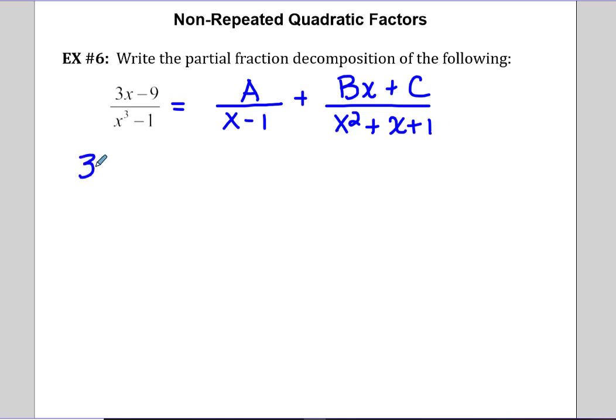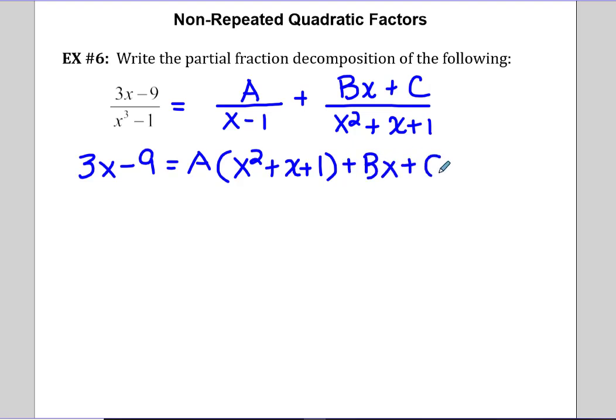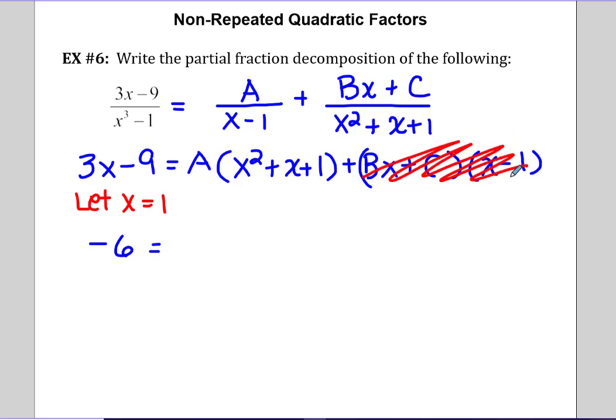Clearing the denominator, we have 3x minus 9 is equal to A times the quadratic plus Bx plus C times the x minus 1. And in this case, we'll let x be 1. So 3 times 1 minus 9 gives us negative 6. And if x is 1, this entire term has gone away. So we got 3A, negative 6 is 3A, so A is negative 2.